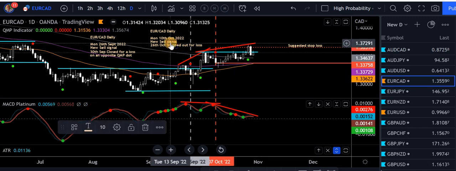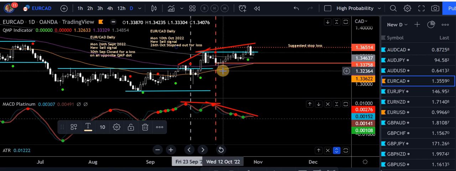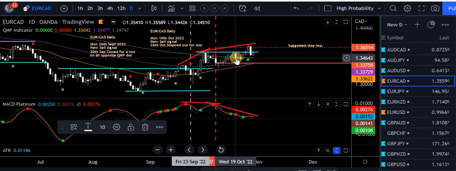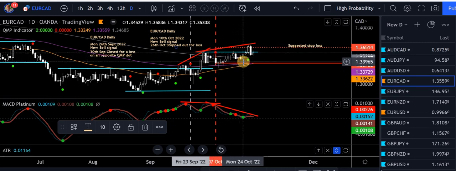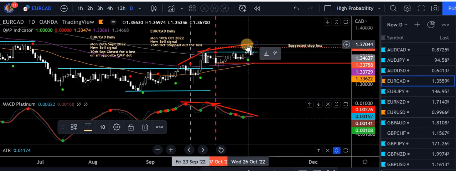Oh, yeah, no worries. So this trade here, a sell trade taken on the 10th of October, went nowhere, came up to its previous high in here and dropped down again. I thought, all good. Then bang, not only do we get an opposite QMP filter dot, it also stopped me out.